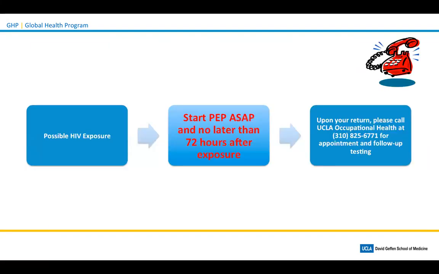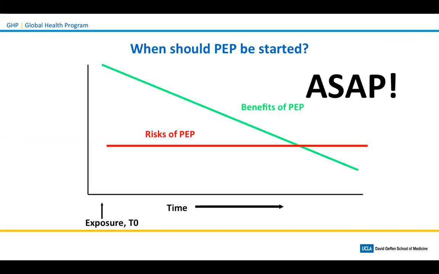So if you do have a possible HIV exposure, start PEP as soon as possible and no later than 72 hours after that exposure. Upon your return, please call UCLA's Occupational Health Clinic. Here's the number for an appointment and follow-up testing. This is just to emphasize that PEP needs to be started as soon as possible because the benefits decrease after 72 hours.